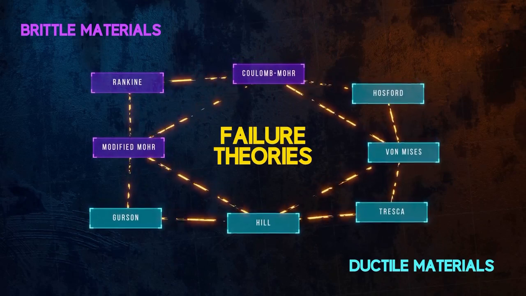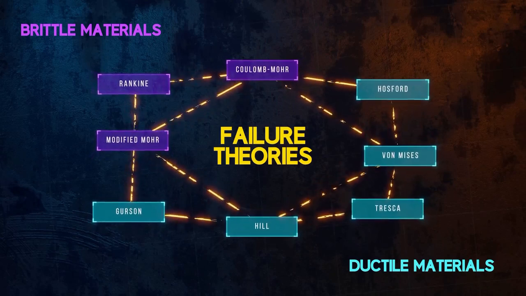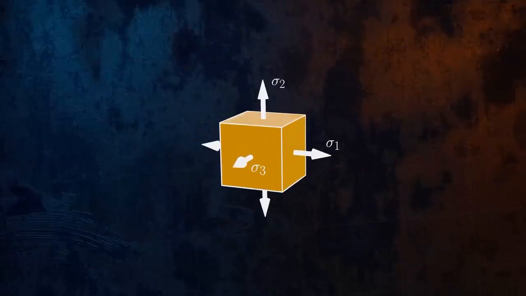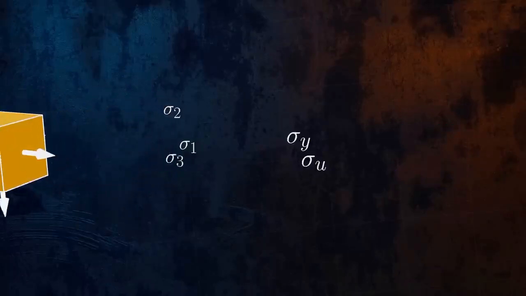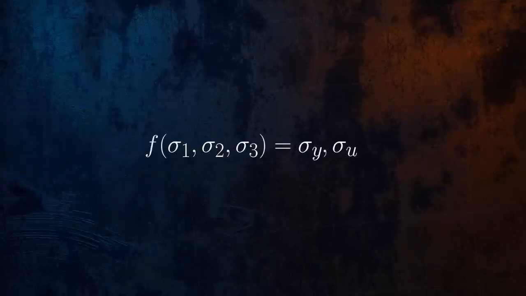It's quite simple. It allows us to predict failure of a material by comparing the stress state in the object we are assessing with material properties that are easy to determine, like the yield or ultimate strengths of the material that we can obtain by performing a uniaxial test. The stress state at a point can be described using the three principal stresses. So most failure theories are defined as a function of the principal stresses and the material strength.